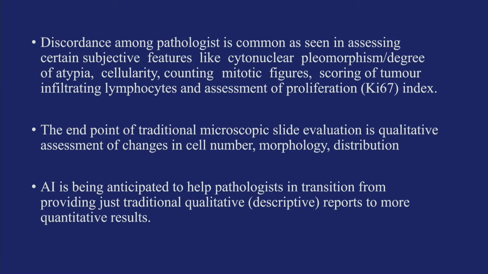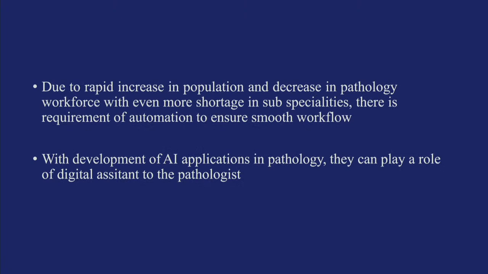So AI is anticipated to help the pathologist in this transition from providing more than a qualitative description to a more quantitative result. And as we have already seen, the AI will play the role of a digital assistant to the pathologist, because AI will not replace the pathologist, but AI will help the pathologist in identifying and quantifying more lesions. For example, in head and neck cancers, you have the tumor and tumor infiltrating lymphocytes.